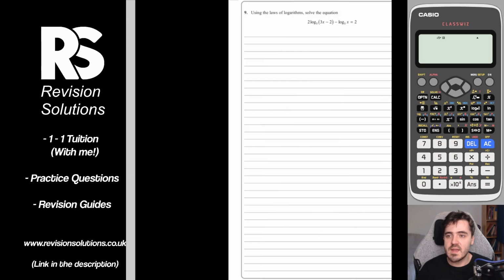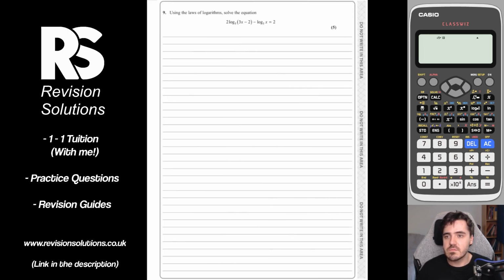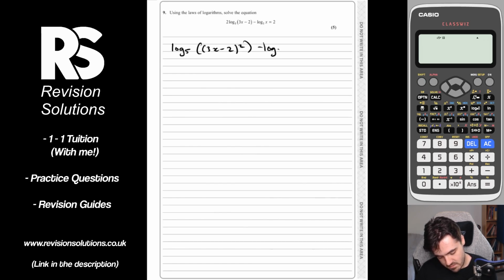Moving on now to question 9. It says, using the laws of logarithms, solve the equation 2 log base 5 of (3x minus 2) minus log base 5 of x equals 2. To solve a logarithmic equation like this, we need to use our log rules and combine the logs. We can't use the subtraction rule until we deal with this 2. So we can bring the 2 in as a power first. So that would be log base 5 of (3x minus 2) all squared minus log base 5 of x equals 2.